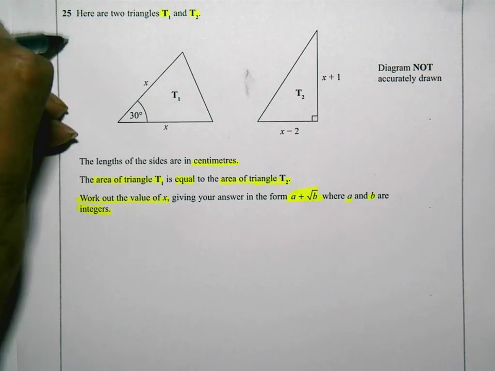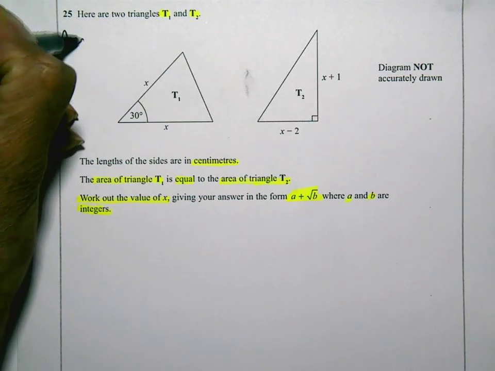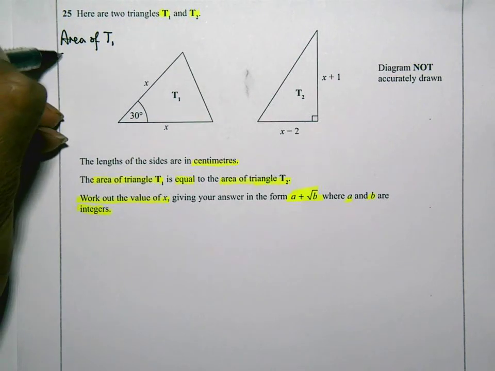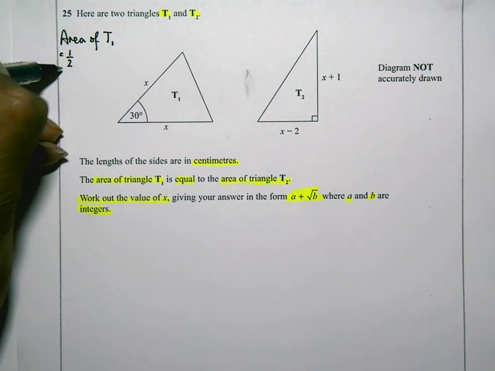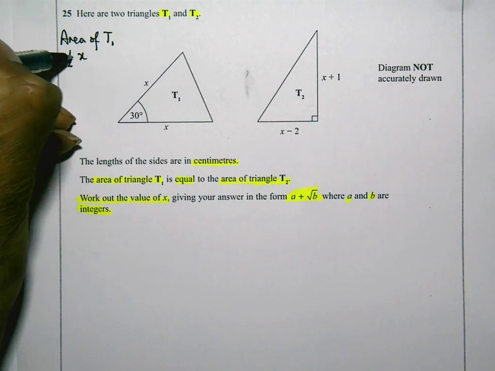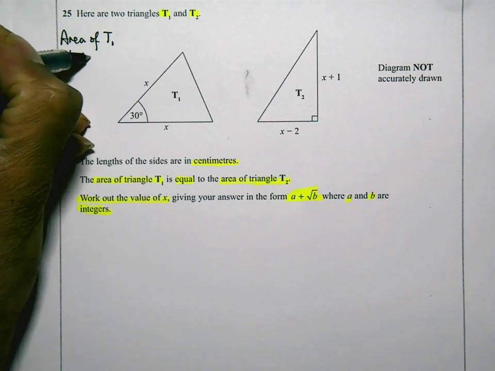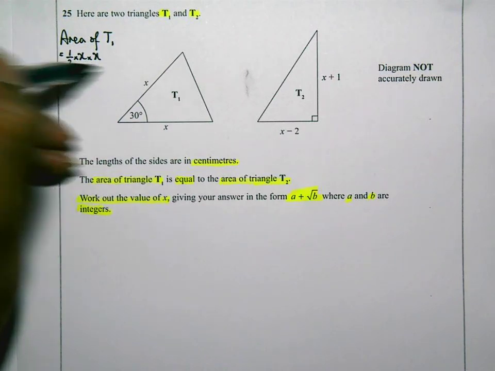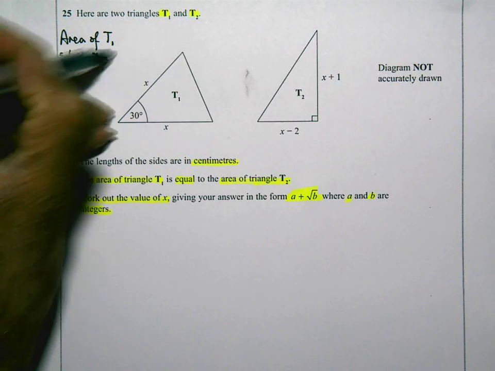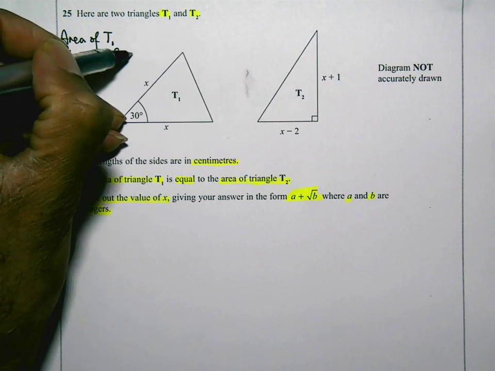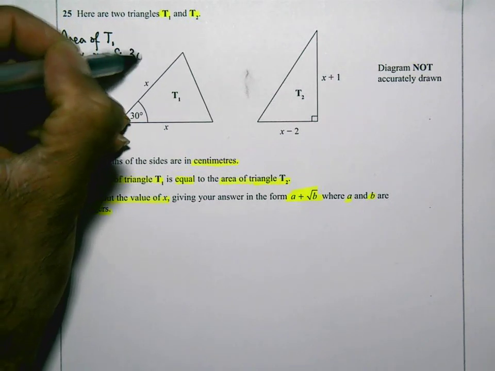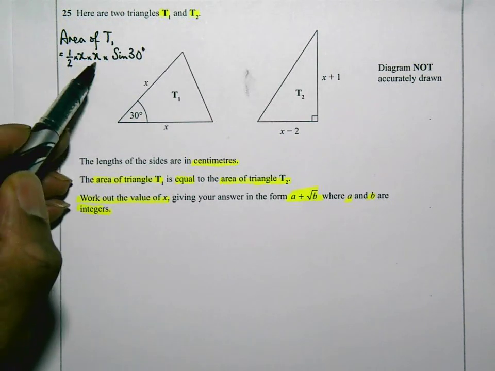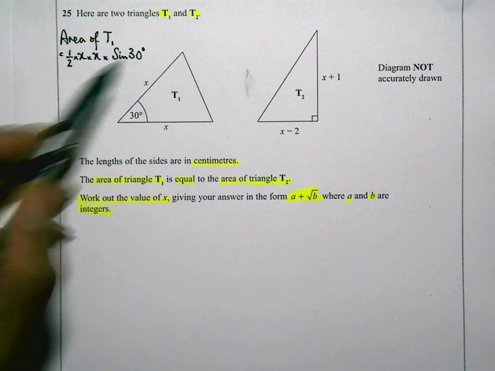So area of T1, that's going to be a half times x times x, so a half AB times sine of the angle between them. And the angle between them is 30 degrees. Okay, so that's a half AB sine C. Right, that's the angle between them, and that's the two sides.